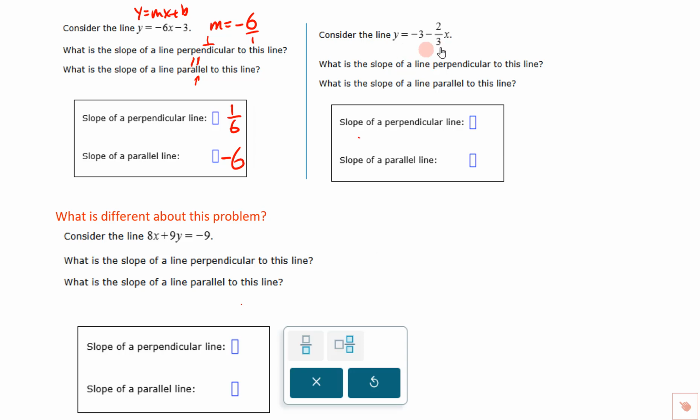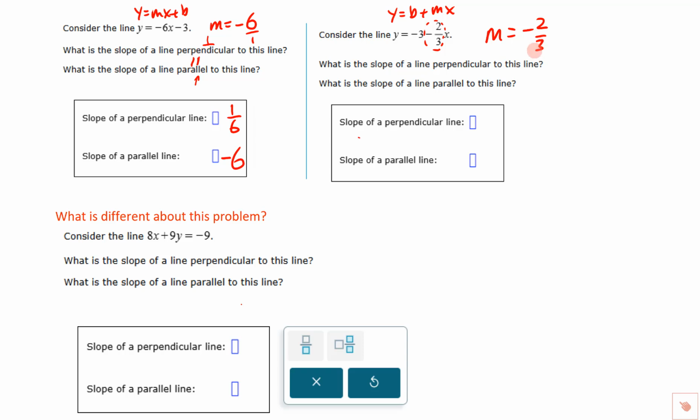Now, they do pull a little trick on this one right here. If you take a look at this here, this will happen on some problems. Notice this isn't quite in slope-intercept form. What they've done is they've written this as y equals b plus mx. So they've written it in the wrong order. What we want to do is make sure that we grab the right number. That number right there, the coefficient in front of the x, that's the slope.